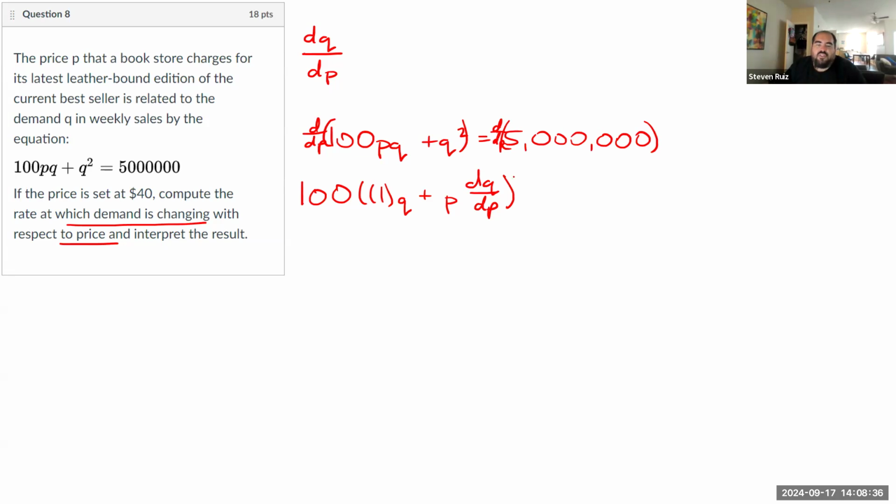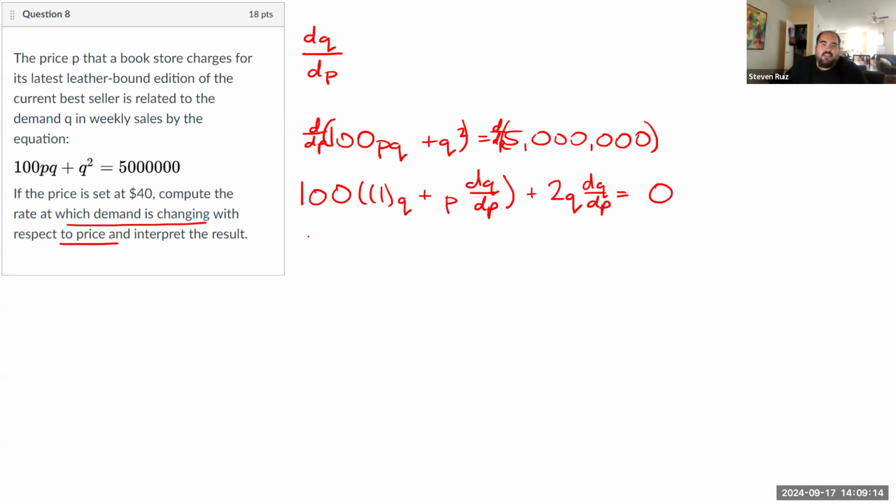So that's the product rule. Now what's the derivative of Q squared? Got to use the chain rule there. So our outer function is basically, I'm squaring something. What's the derivative of squaring something? Well, it's 2 times whatever that something is. But now I've got to multiply that by the derivative of Q with respect to P. So that's going to be dQ/dP. So that should handle the left-hand side of our equal sign. What happens on the right-hand side? We have the derivative with respect to P of 5 million. 5 million is a constant, so its derivative is 0.